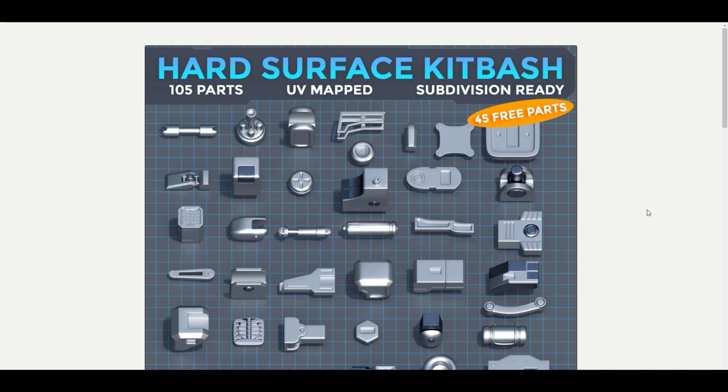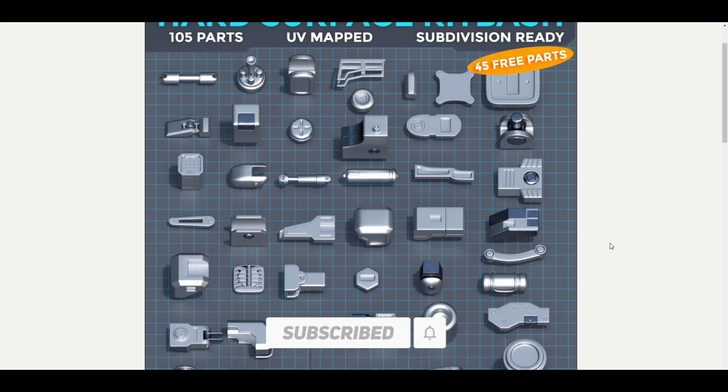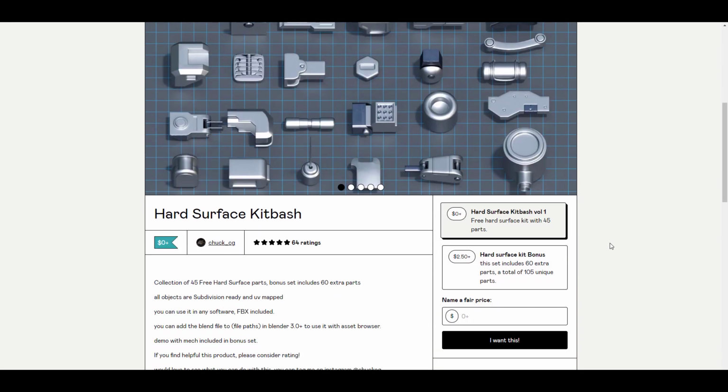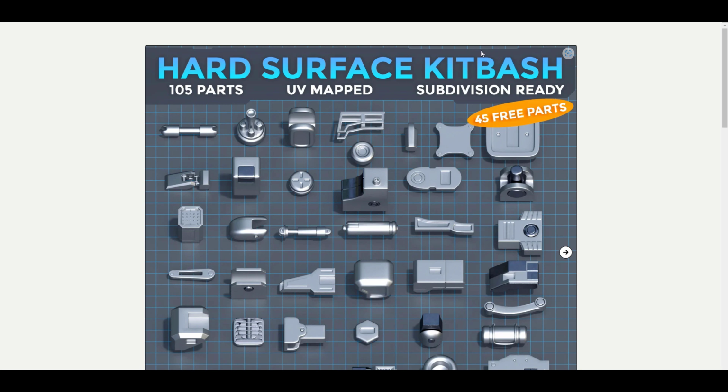And if you're into kit bashing, assembling sets of assets together to create some interesting hard surface materials, then you're in luck. Chuck CG is giving out 45 free parts from his 105 high quality hard surface kit bash set of assets. These assets have been UV'd and they're all subdivision ready. So if you're into hard surface kit bashing, then you might want to consider taking a look at this one.